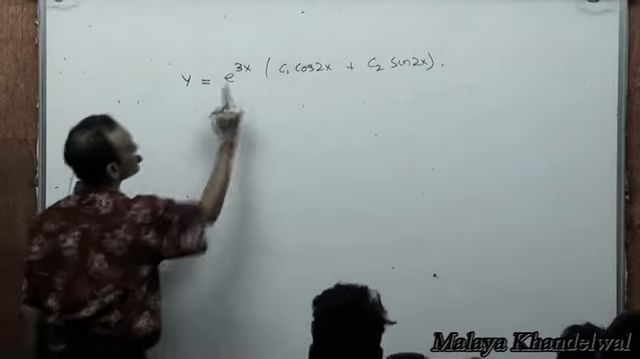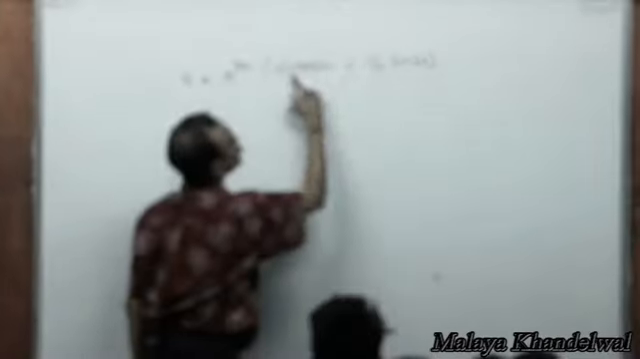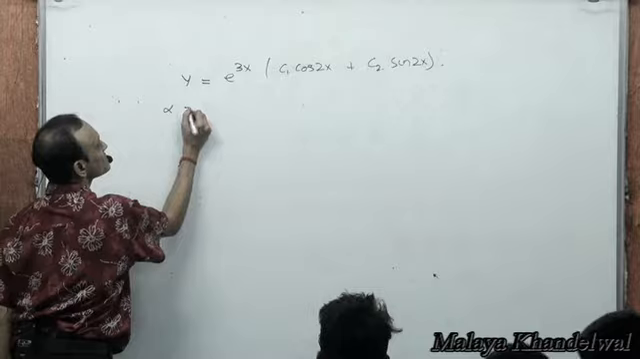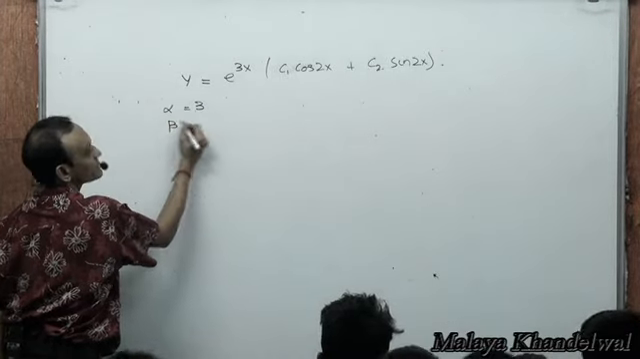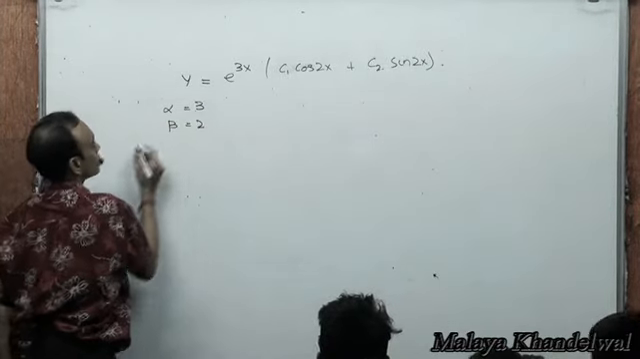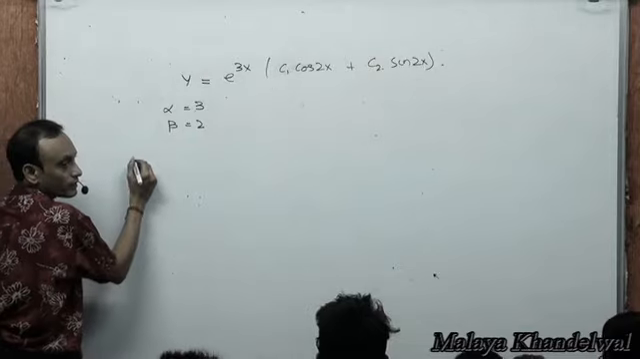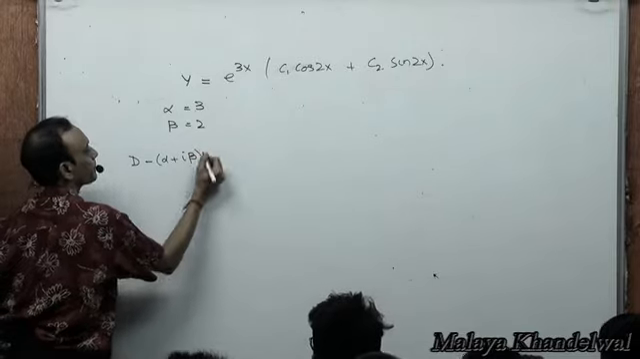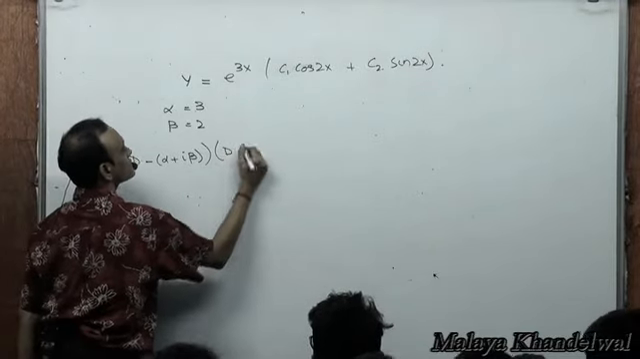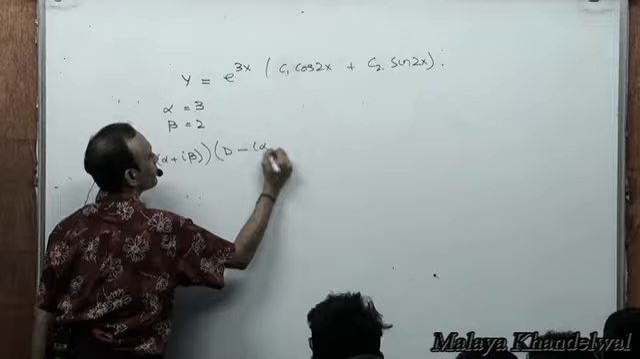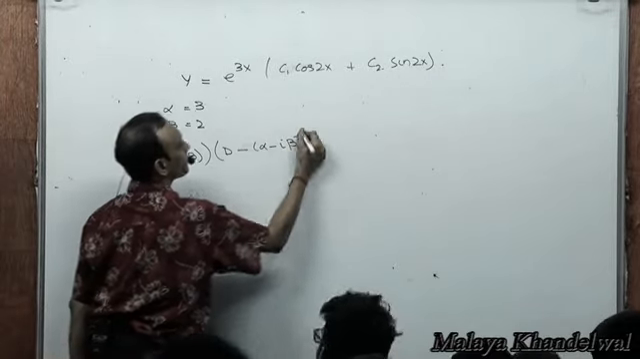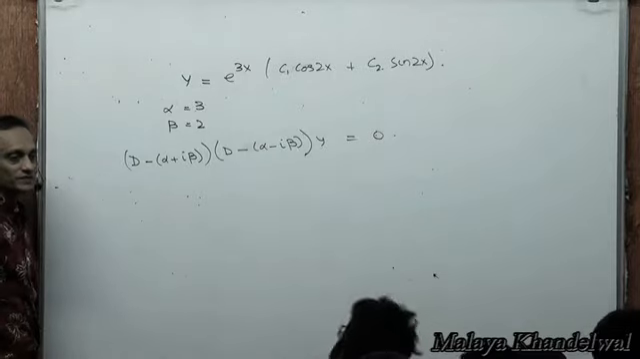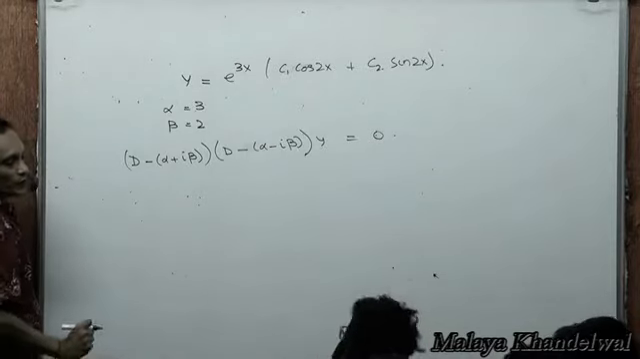Now, very clearly, it's of the form e power alpha x, c1 cos beta x plus c2 sin beta x, right? Alpha is 3 here, beta is 2. That means the operator is going to be (D minus (alpha plus i beta)) times (D minus (alpha minus i beta)) acting on y will be 0. That will be the differential equation whose solution would be that, right?